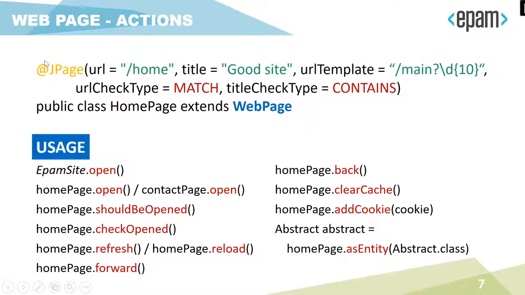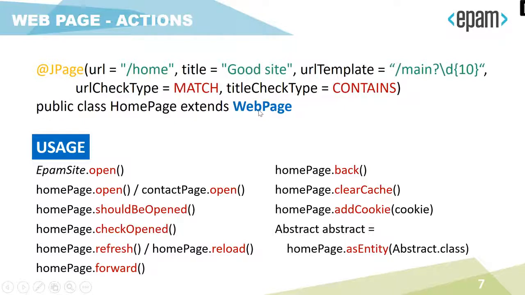What properties can you have for the JDI page annotation? This is the URL for your page. This is the title of your page. You can set up which type of validation you have by default for this page. For example, you can have equal, contains, or match assertion for your page, and the same for title. If you have match assertion for URL, you need to set up a URL template where you can have a regular expression for your URL. If you have match for title, you can just put the regular expression in title.